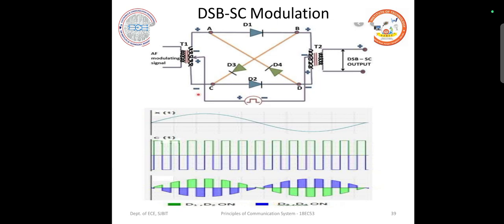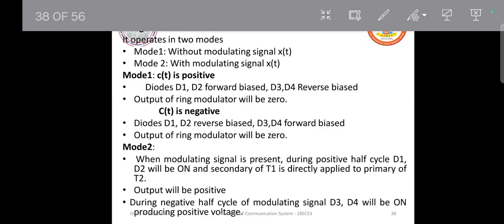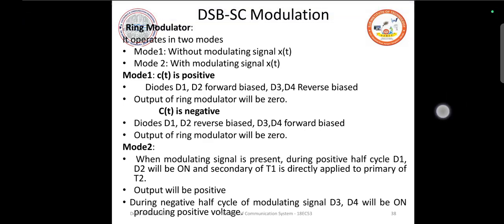And you will use four diodes connected in this fashion. It's in the form of a ring. That is why it is also called a ring modulator. Now coming to the mode of operation. When c(t) is positive, we are in mode 1, where we do not connect any modulating signal at all. So D1, D2 get forward biased.